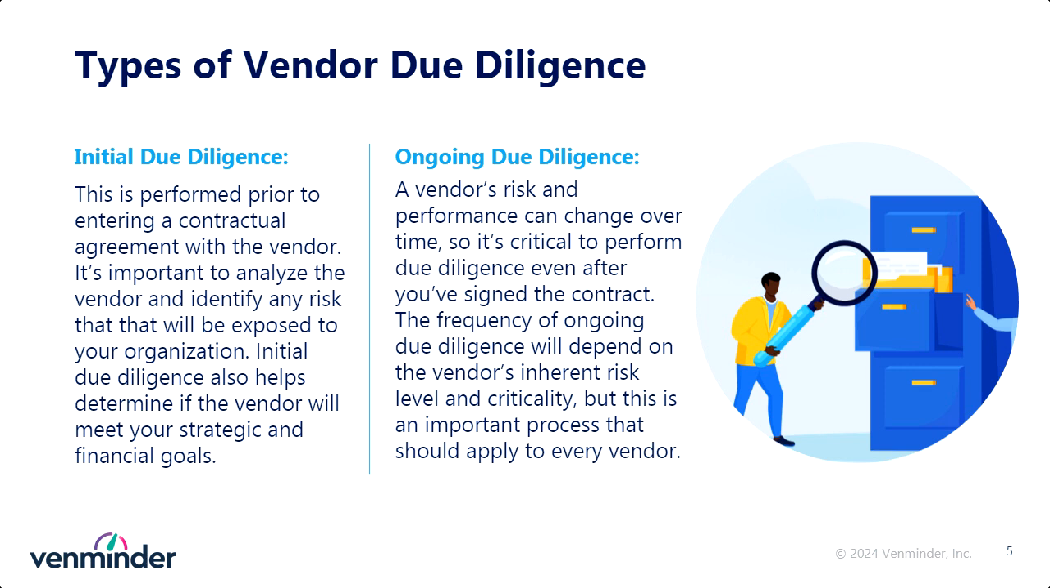Ongoing due diligence is done on a recurring basis after you sign the contract. A vendor's risk and performance can change, so it's really important to maintain a due diligence practice and continue to validate their information and controls. Ongoing due diligence will be more frequent for critical and high-risk vendors, but this should still be a regular practice for all of your vendors.